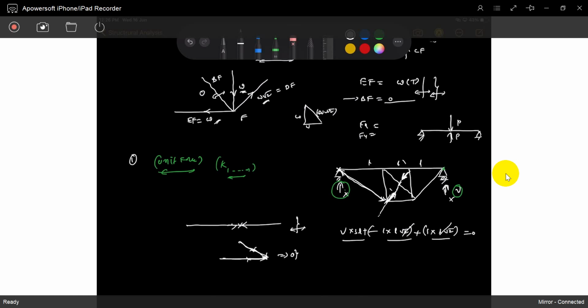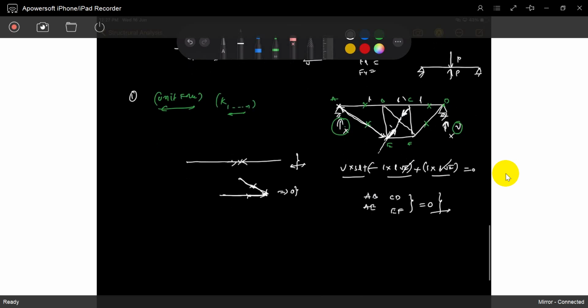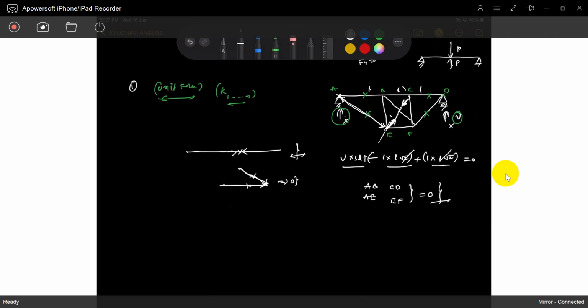Maybe your faculty teaches it. Okay, what are the zero member forces? You can directly strike them out. These are 0, this is 0, this is 0. Understood? This is A, B, C, D, E, F. So directly you can write AB, AE, CD and EF all equal to 0. Okay, that's it. For the remaining forces, take joint C.